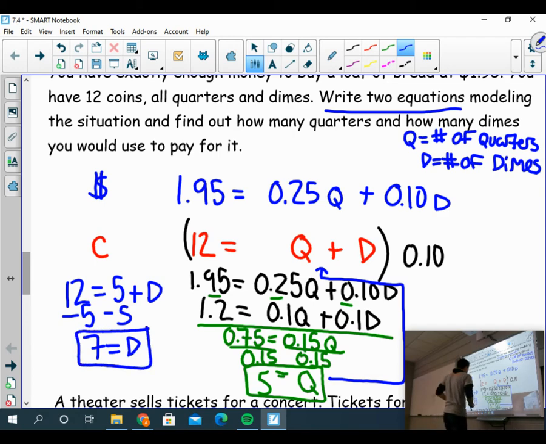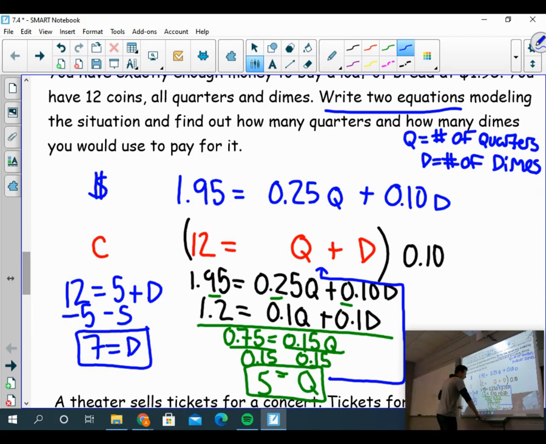And again, let's think about our answer and make sure it makes sense. Okay, we know that 5 quarters and 7 dimes does meet the 12 coin criteria. Well, let's triple check by plugging 5 and 7 into our first equation, the $1.95 equation, to make sure that 5 quarters and 7 dimes does indeed add up to be $1.95, and in fact it does. Okay, so we can see here again by setting up some equations using elimination, we can find out how many quarters and how many dimes we have.